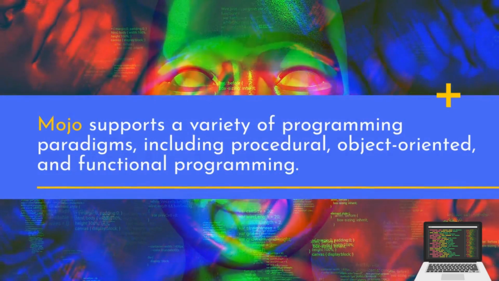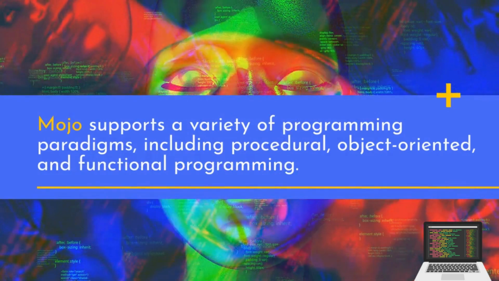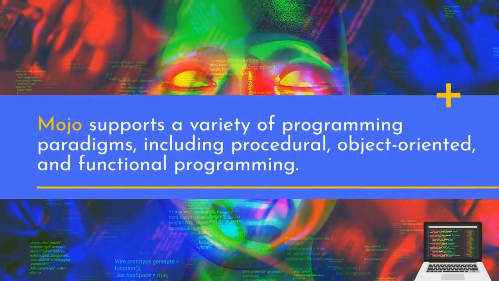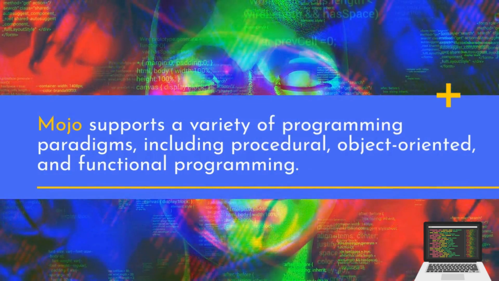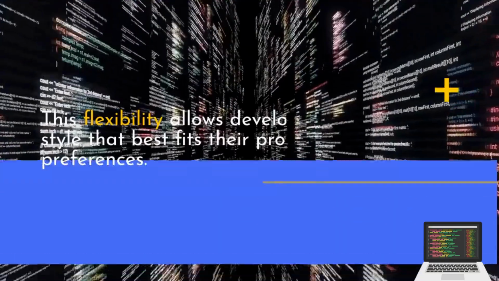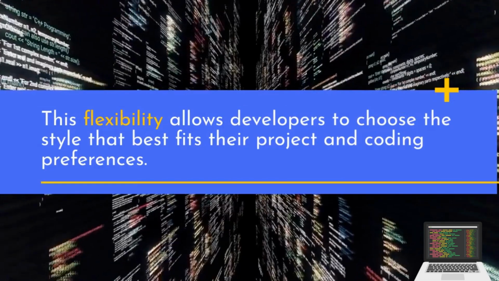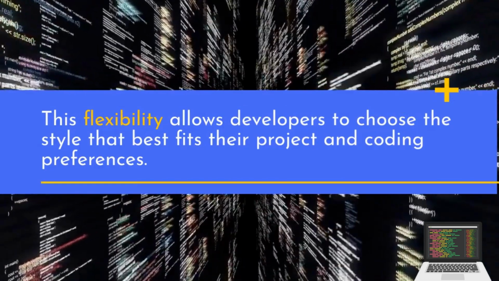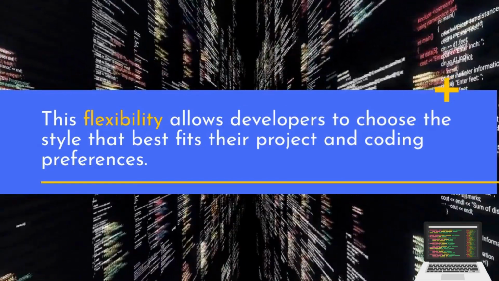Mojo supports a variety of programming paradigms, including procedural, object-oriented, and functional programming. This flexibility allows developers to choose the style that best fits their project and coding preferences.